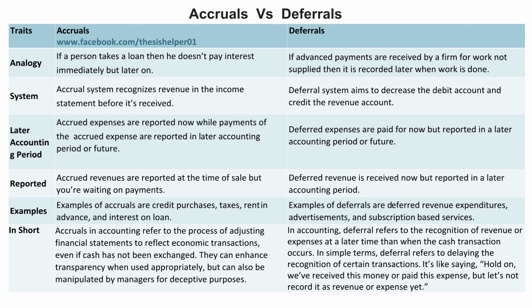Examples of accruals are credit purchases, taxes, rent in advance, and interest on loan. Whereas, examples of deferrals are deferred revenue expenditures, advertisements, and subscription-based services.